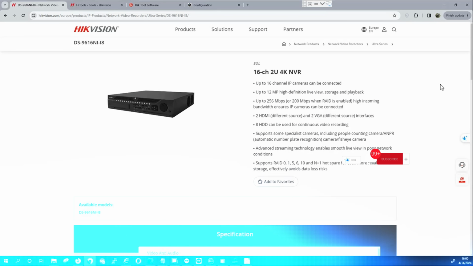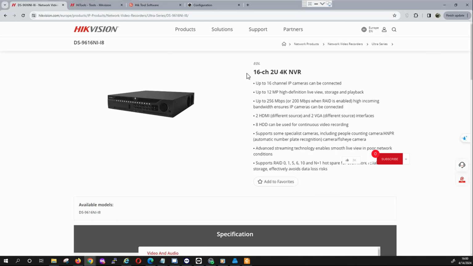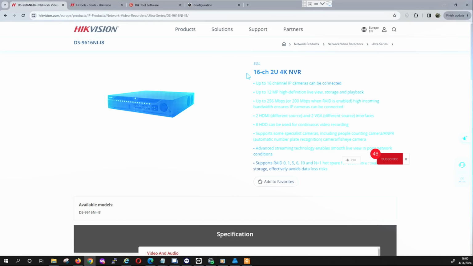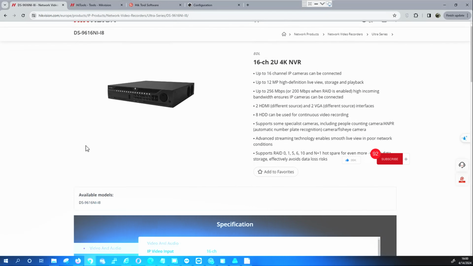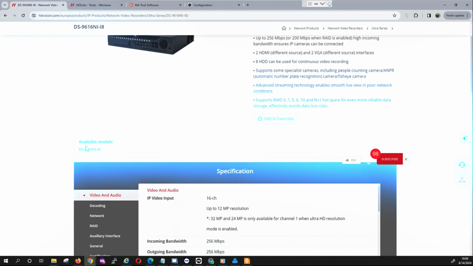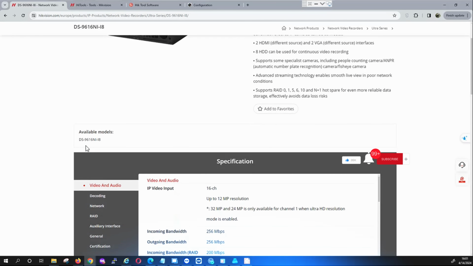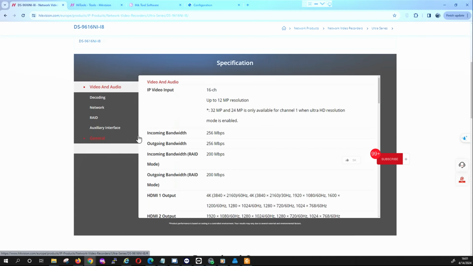Network bandwidth. The primary consideration is the NVR's incoming and outgoing bandwidth capacity. For this specific NVR, the bandwidth is 256 megabit per second under normal conditions and 200 megabit per second in RAID mode.